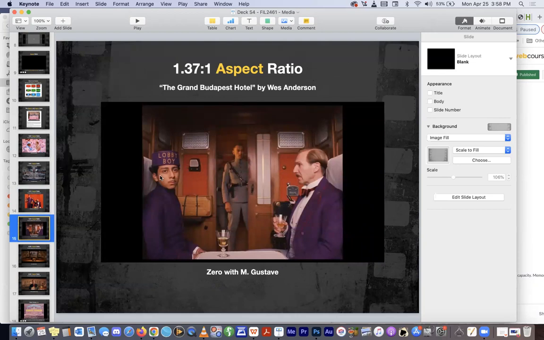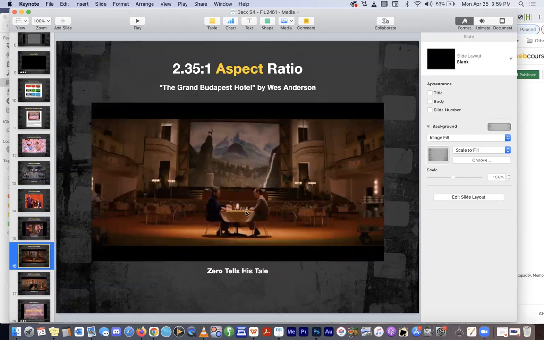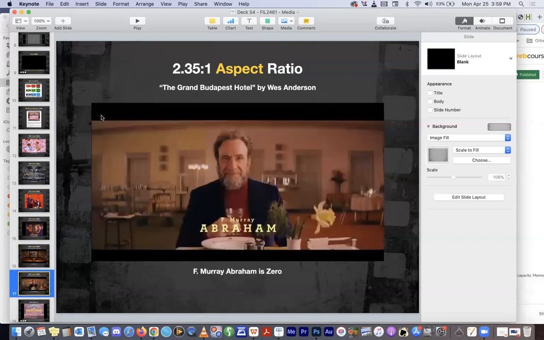Here's a shot inside the rail car, for instance, Lobby Boy and Mr. Gustav. And it was shot in the Academy 1.37:1 aspect ratio. And other scenes in the movie, like the interview with Mr. Gustav as an older man being interviewed by, I forget this character's name, but they're in the grand ballroom and he's talking to him about the history of the hotel and how he first got started working there. And Wes thought that the wide presentation aspect ratio of 2.39:1 in terms of digital or 2.35:1 in terms of film would be appropriate given the art direction of the room itself.